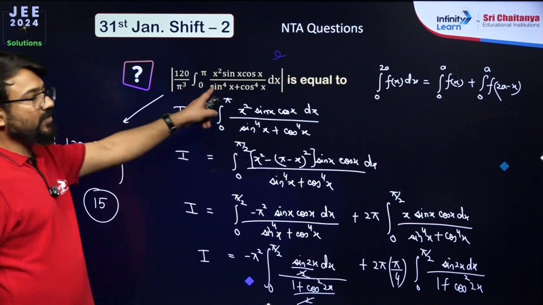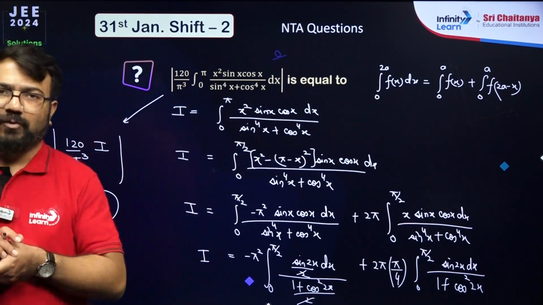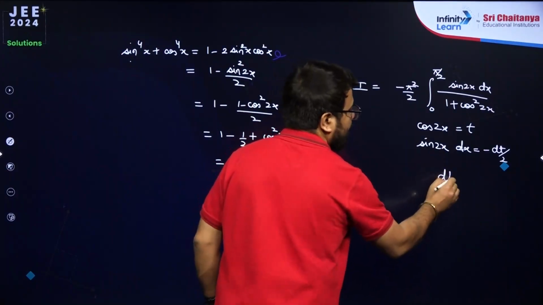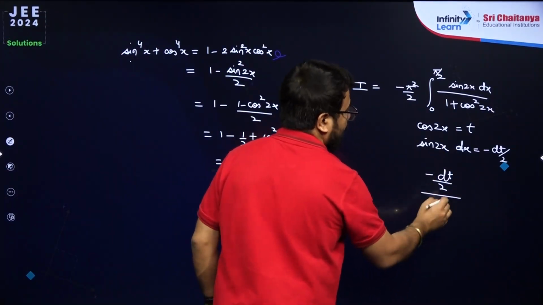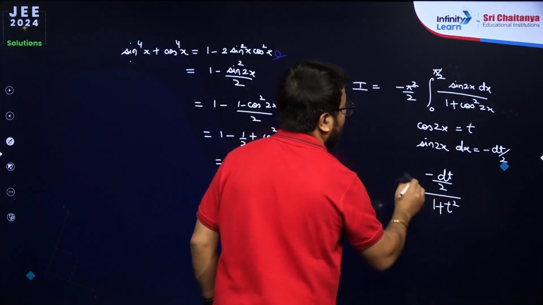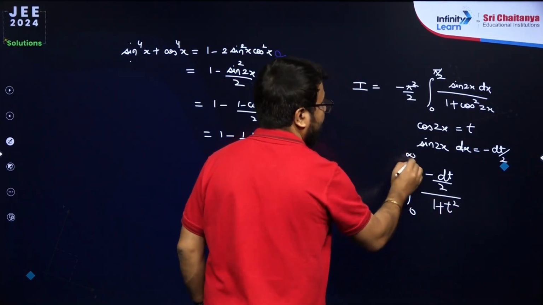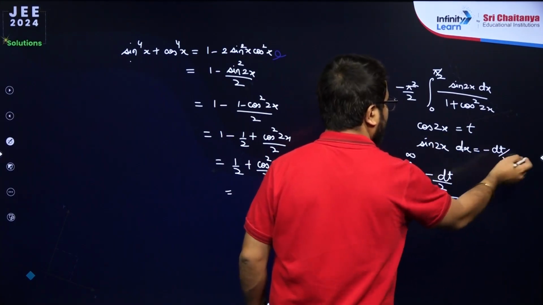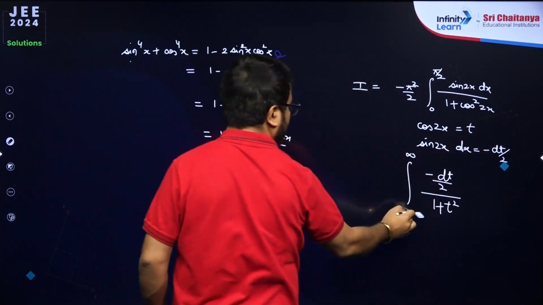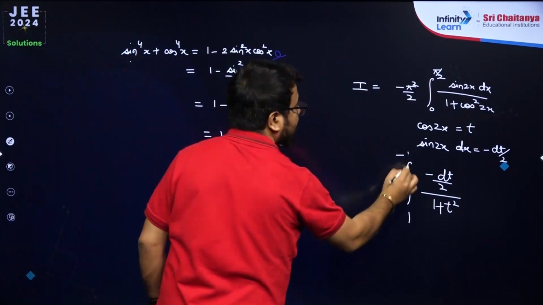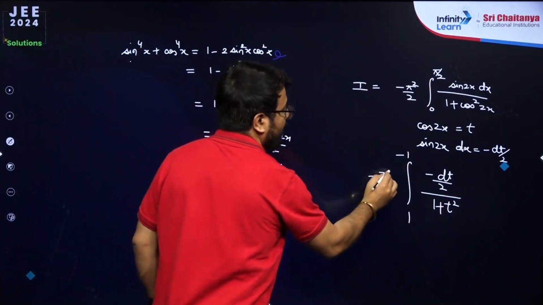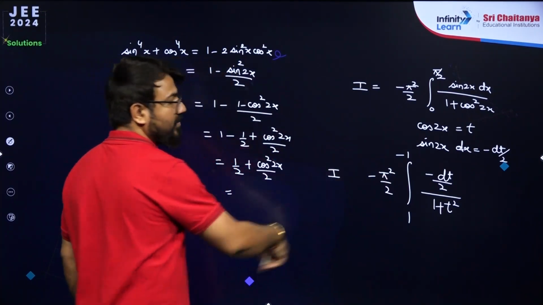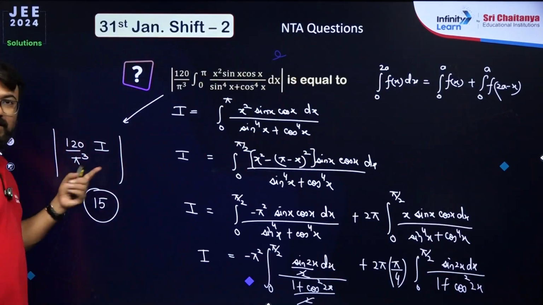So the answer to this problem is 15. I hope you understood this. If you want, I can also simplify this: minus dt over 2, 1 plus t square, limits 1 to minus 1. Sorry, not 0 to infinity. Cos pi is negative 1, cos 0 is 1, so 1 to minus 1 will come. And this is minus pi square over 2. Then I'll apply the tan inverse formula and I'll be able to get the value of I. This value of I will be substituted here and the answer is 15.